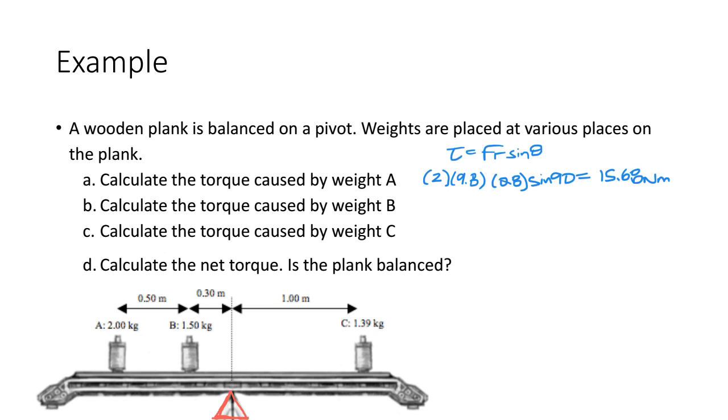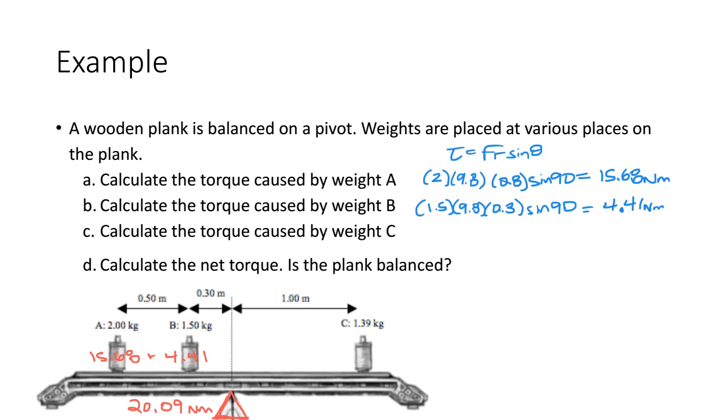Let's try B. 4.41 Newton meters. That's significantly less. And that happens because it is both a smaller mass and it's significantly closer to the point of rotation. We can now calculate the total torque acting in this direction, which is 20.09 Newton meters.